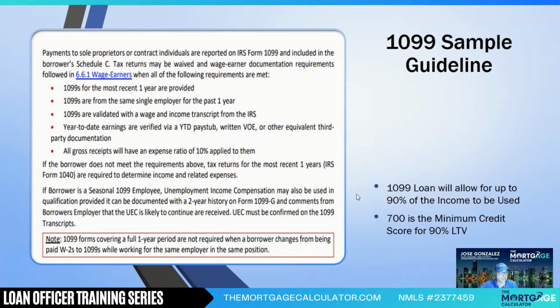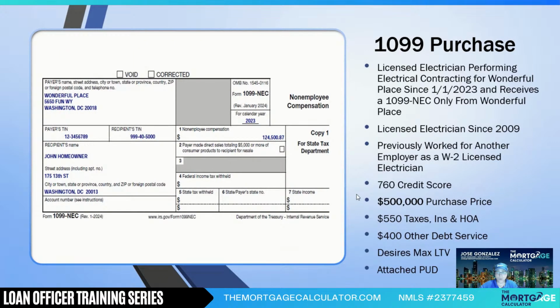So let's see our famous borrower here, Mr. John Homeowner, the one and only. Those of you know Mr. Homeowner because he is on most people's training files, right? So this is actual information here from the John Homeowner training file, except for the tax ID number for Wonderful Place. Okay, but this is Mr. John Homeowner's tax ID number. This is a 1099 NEC for non-employee compensation.